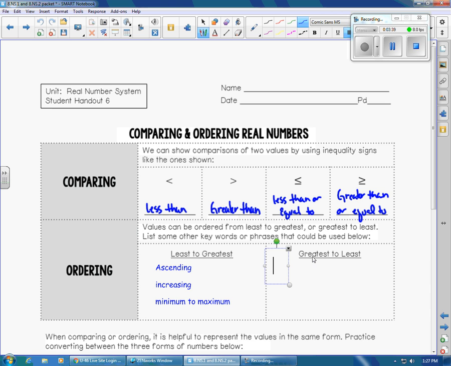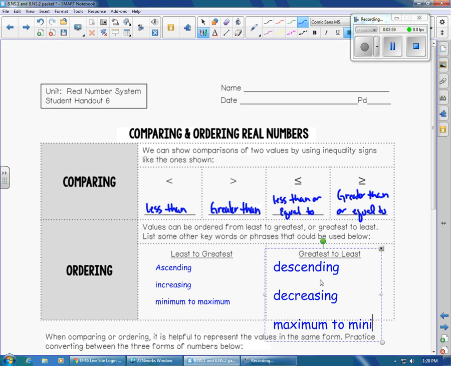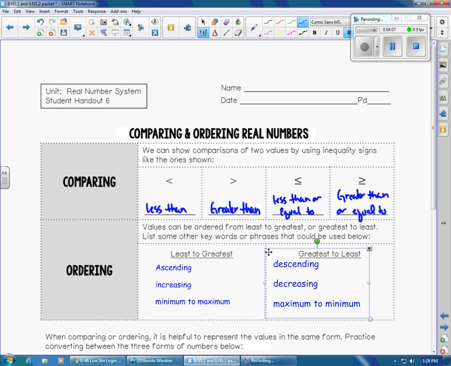Same thing, synonyms for greatest to least, we could say descending. We could say decreasing. Or max to minimum. Again, I'm sure there are others, just not that I was thinking of, and since we are not all together to have an actual discussion about them, think of as many as you can, bring them to class tomorrow, and we'll finish filling this out with other ideas.